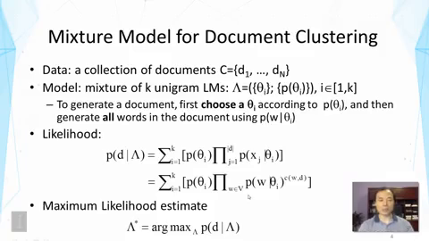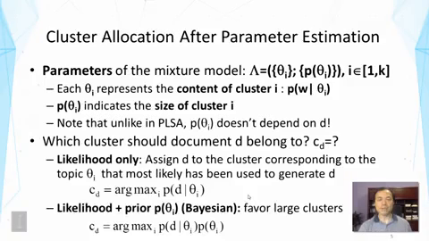Here we can simply use the maximum likelihood estimator. That's just a standard way of doing things, so all of this should be familiar to you now. It's just a different model. After we have estimated the parameters, how can we then allocate clusters to the documents? Well, let's take a look at this situation more closely. We just repeat the parameters here for this mixture model.